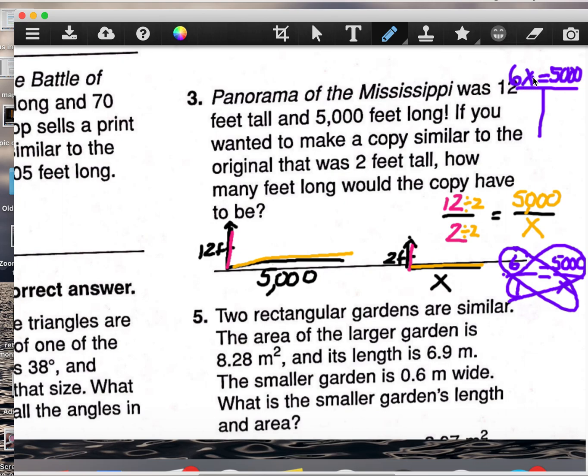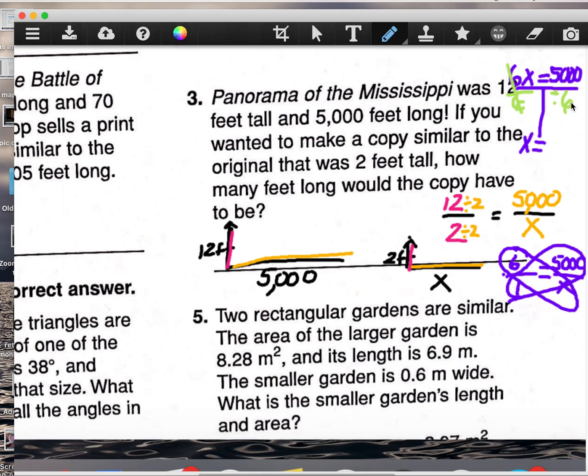Just like when we were doing equations before, we have 6 times x equals 5,000. We have to do the inverse operation here. I'm multiplying 6 times x, and that equals the other side of the butterfly, 5,000 times 1, which is 5,000. Now I want to solve for x. I want to get x by itself so I know the missing value. 6x equals 5,000, so I'm going to divide by 6.